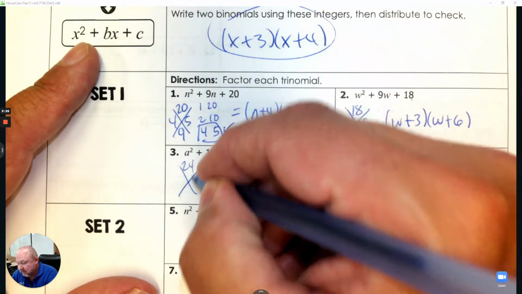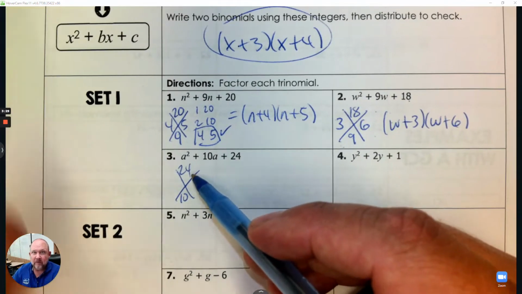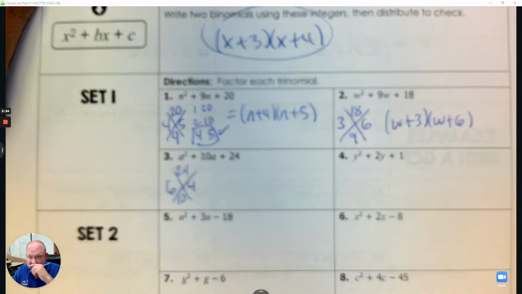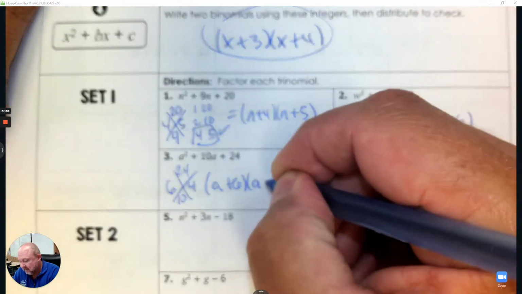We have 24 and 10. So what are the two numbers that multiply to 24 and the same two numbers add to 10? Those two numbers are 6 and 4. Order doesn't matter. So it's the letter plus 6 and the letter plus 4.